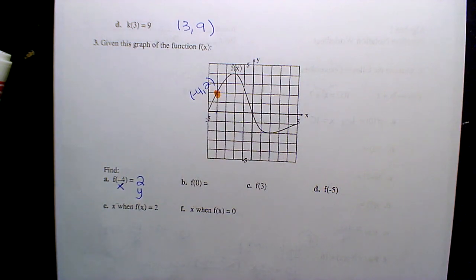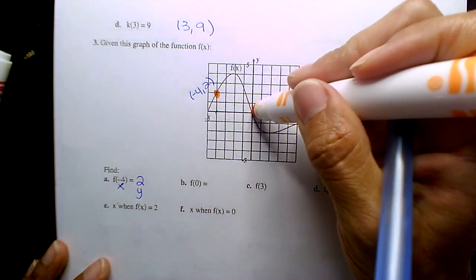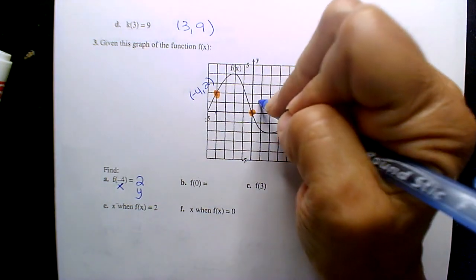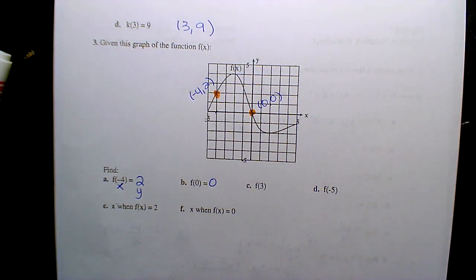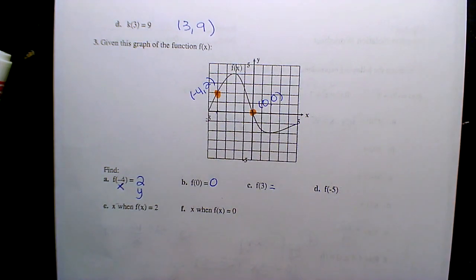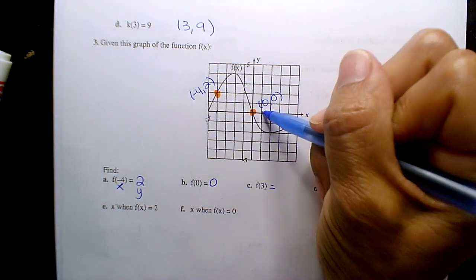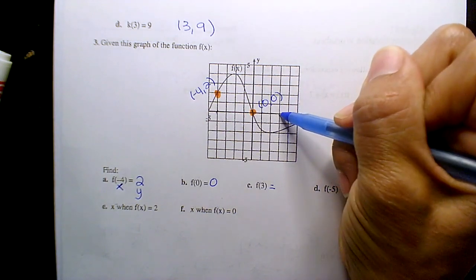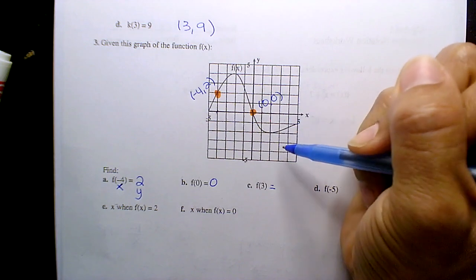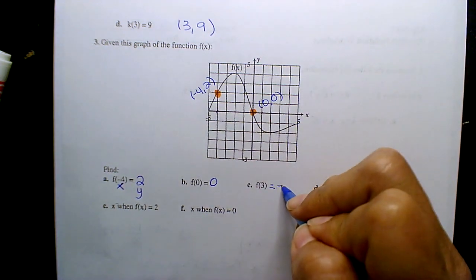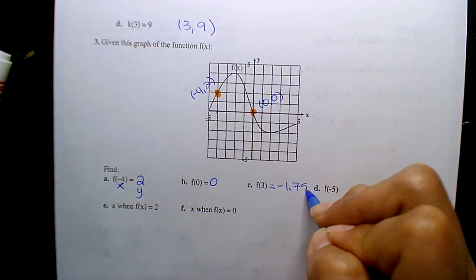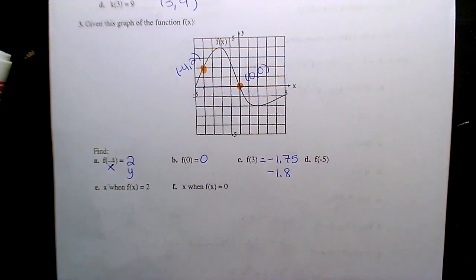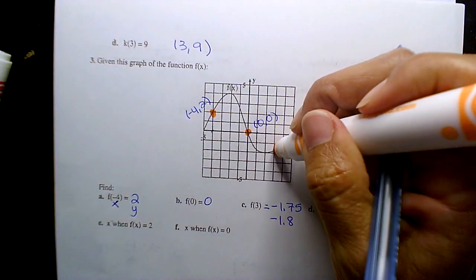What would I put for f of 0? 0. This would be 0, 0. f of 3. 1, 2, 3. Where do I go? Okay, we're going to have a decimal. What do you guys want? Negative what? 1.75? Yeah, 1.75. If you give me 1.8, it's this point right here.